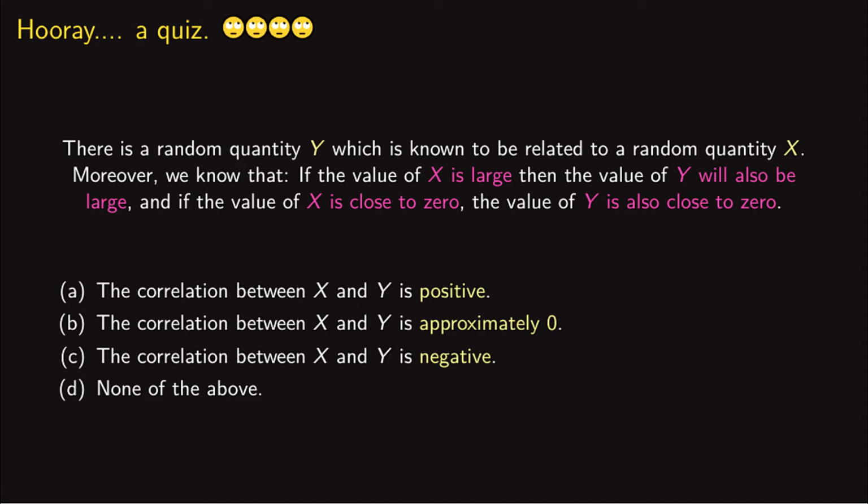There's a random quantity y, which is known to be related to a random quantity x. Moreover, we know that if the value of x is large, then the value of y will also be large, and if the value of x is close to 0, then the value of y is also close to 0. Which of the following is true? A, the correlation between x and y is positive. B, the correlation between x and y is approximately 0. C, the correlation between x and y is negative. Or D, none of the above. Give the question some thought, and we'll come back to it in a moment.